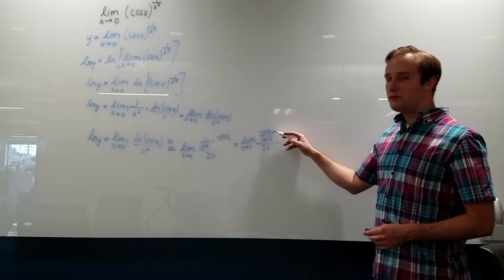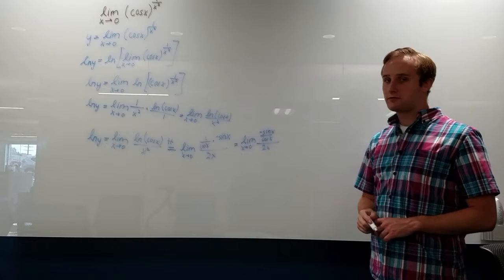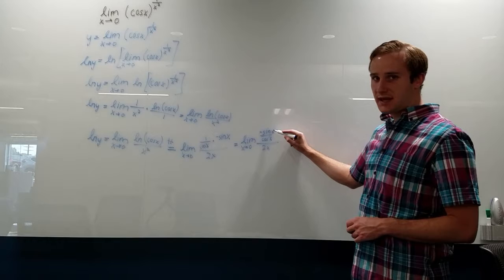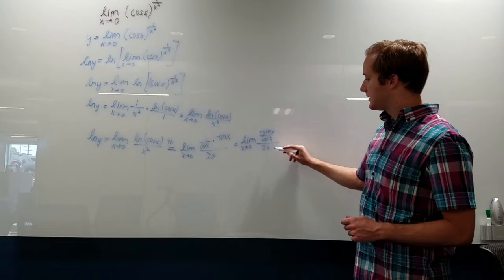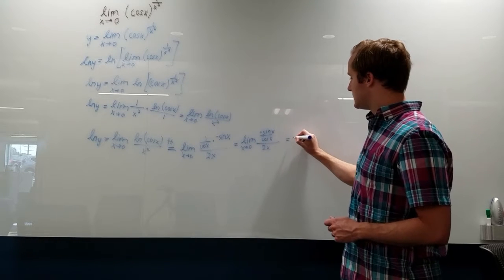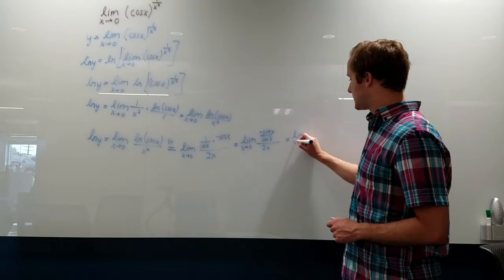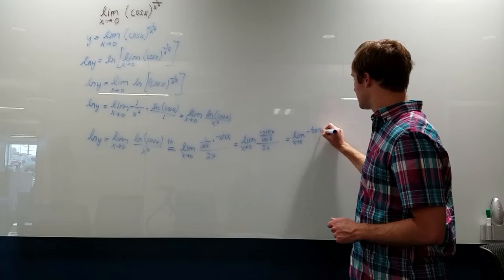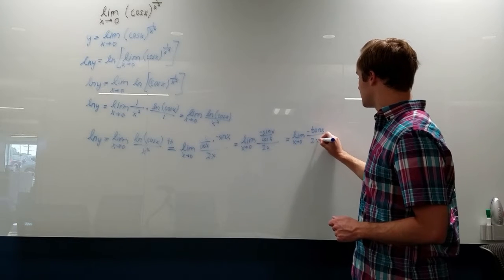Okay, now hopefully this sine of x over cosine of x looks familiar. We remember that the tangent of x is equal to the sine of x over the cosine of x. And so this whole expression is equal to the limit as x approaches 0 of the negative tangent of x over 2x.